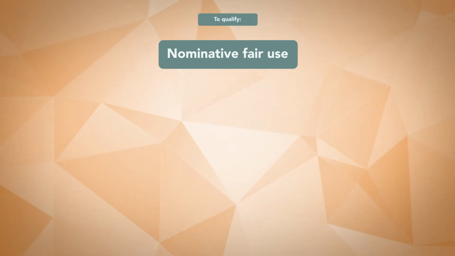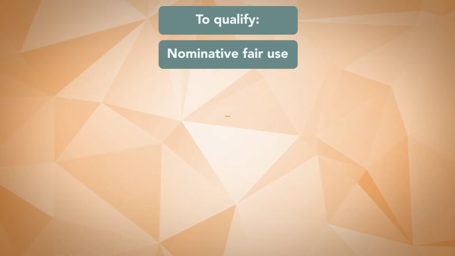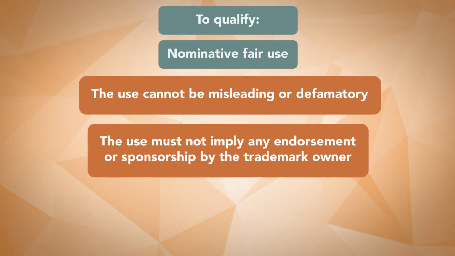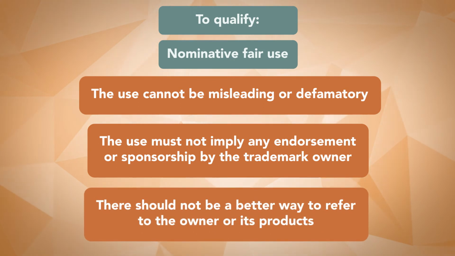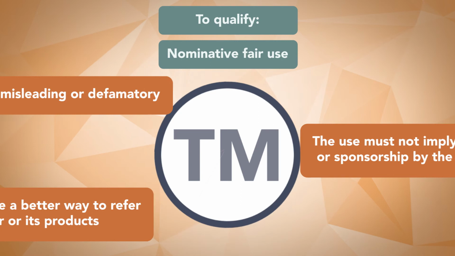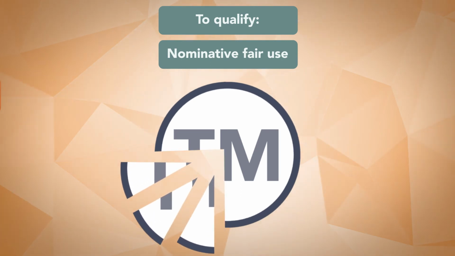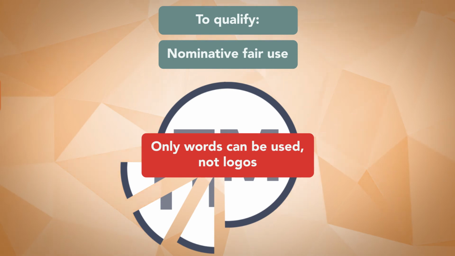To qualify as nominative fair use, the use cannot be misleading or defamatory. The use must not imply any endorsement or sponsorship by the trademark owner, and it should not be a better way to refer to the owner or its products. In addition, only so much of the trademark can be used as is needed to identify the trademark owner, which typically means that only words can be used, not logos.